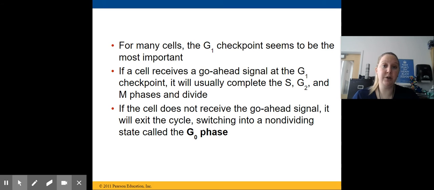Cells can go from G1 into G naught and then back into G1 when they are ready to divide. They won't go back and forth 100 times. They'll sit in G naught, or G0, until they are ready to divide. G0 is just a working phase. It's non-dividing, so they stay in that until they get the go-ahead signals.